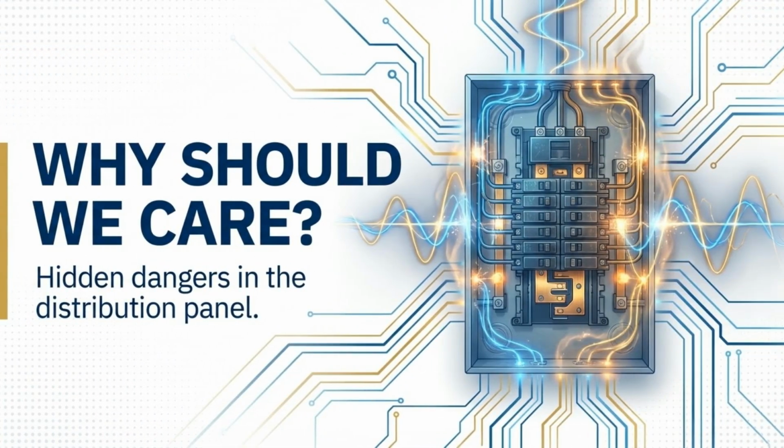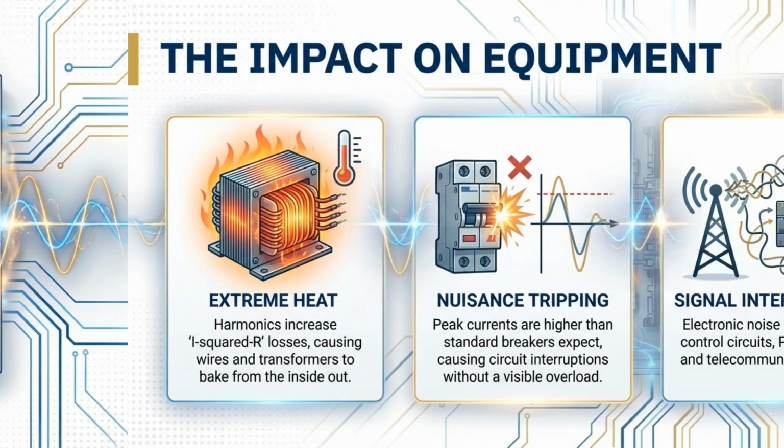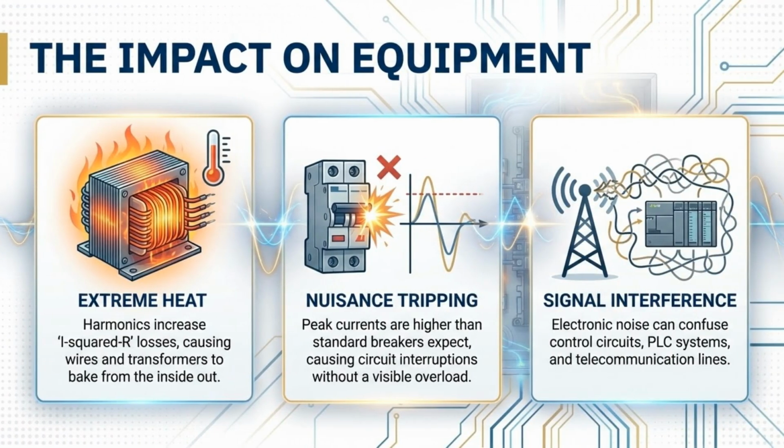Why should we care about harmonics? They introduce hidden dangers, particularly within the distribution panel, that can lead to system failures and safety hazards. The impact on equipment includes extreme heat due to increased losses, causing components to overheat. It also leads to nuisance tripping of breakers and signal interference in control systems.